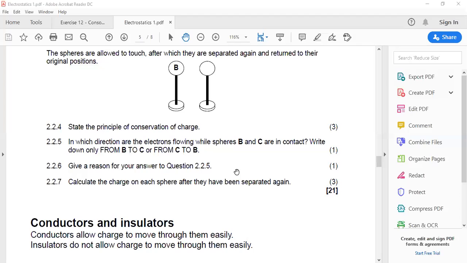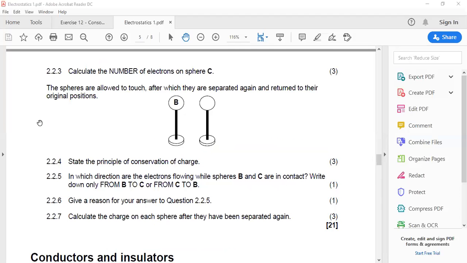Then the next part says the spheres are allowed to touch, after which they separate again and return to their original positions. State the principle of conservation of charge. In an isolated system, the total amount of charge remains constant. That's the principle that you need to state there.